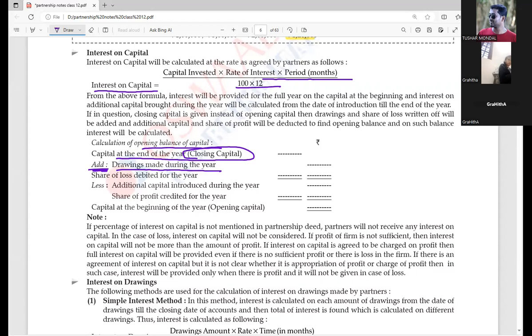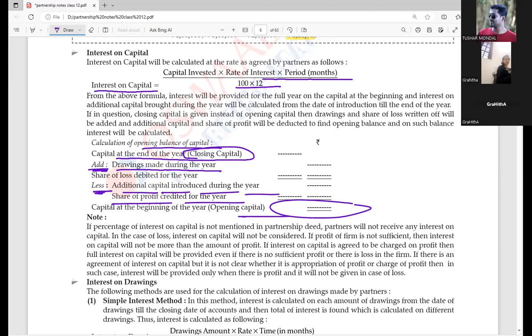As well as any losses that have been incurred. Additional capital introduced during the year and share of profit credited are also part of it. So I am getting the opening capital here. Interest on capital is always calculated from the opening capital, but if any capital changes in the middle, we should also consider that. Clear? Yes, sir. Write this formula first.